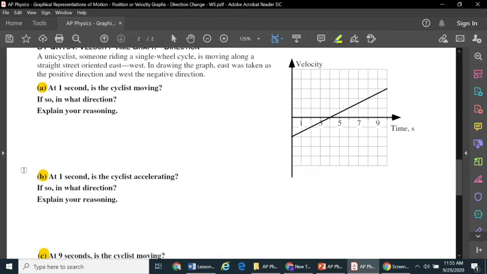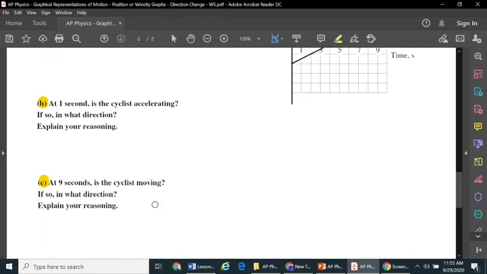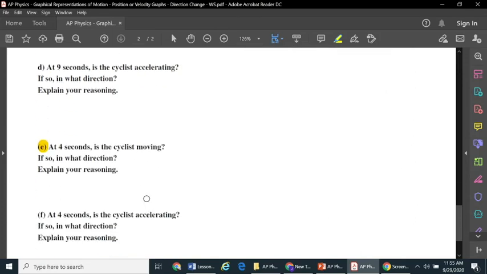Explain your reasoning. At 1 second, is the cyclist accelerating? If so, in what direction? Explain your reasoning. At 9 seconds, is the cyclist moving? If so, in what direction? Explain your reasoning. And then E, at 4 seconds, is the cyclist moving? If so, in what direction? Explain your reasoning.